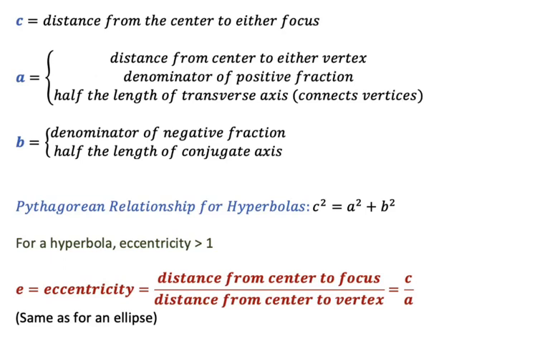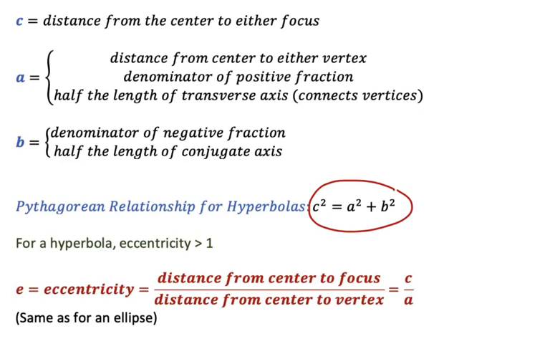Now the Pythagorean relationship for hyperbolas changes then. That's what is different between hyperbolas and parabolas, or ellipses. We go back to the traditional Pythagorean relationship. A squared plus B squared is equal to C squared. C, the distance from the center to either focal point, is the longest distance for a hyperbola, which means that C is essentially what would be the hypotenuse of our triangle.